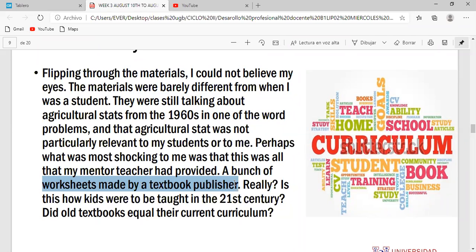Sadly, it is very, very sad to find information from the 80s, from the 70s, and this information is being used until today. I'm not saying that traditional documents or textbooks or resources from 10 years ago are bad. What I'm saying is that education should be changing.